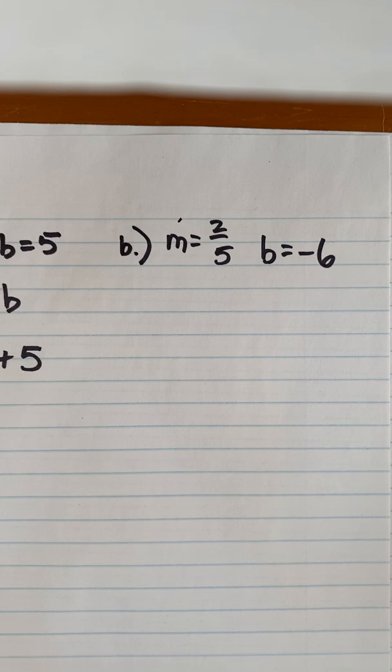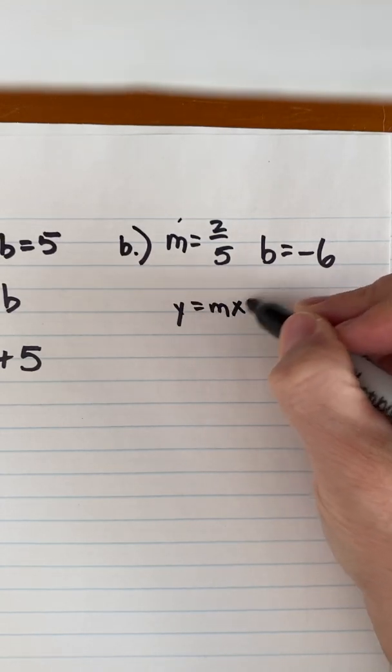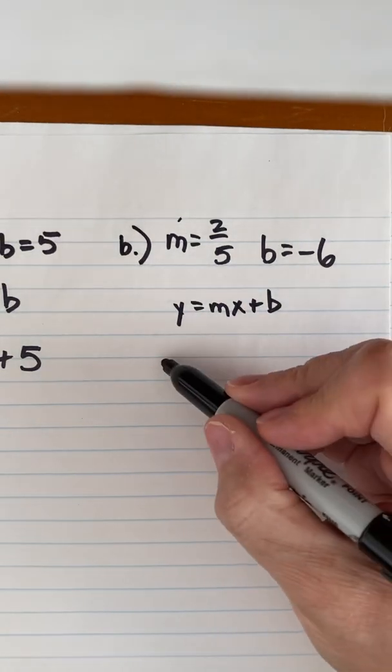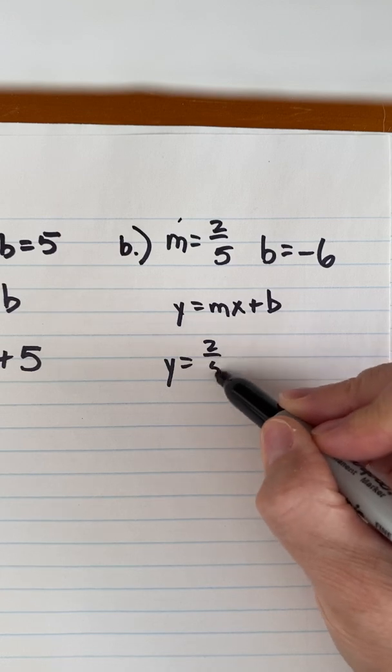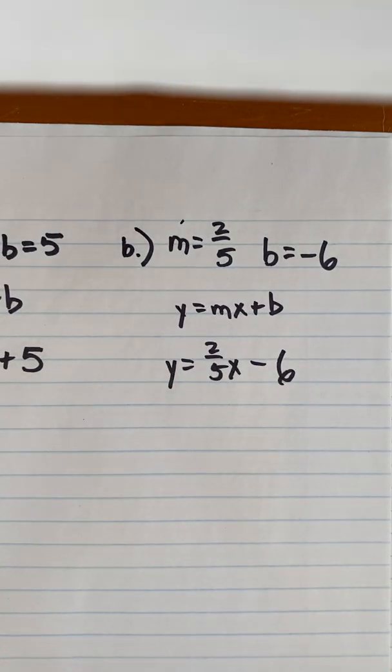So they give us a slope of 2/5 and a y-intercept of negative 6. They want it in slope-intercept form, y equals mx plus b. So I say y equals 2/5 x minus 6. Now notice, when they give us a slope and an intercept and they ask for slope-intercept form, I just plug it into slope-intercept form. When they give us a point and a slope and they ask us to put it in point-slope form, I just use the point and slope and put it in point-slope form.